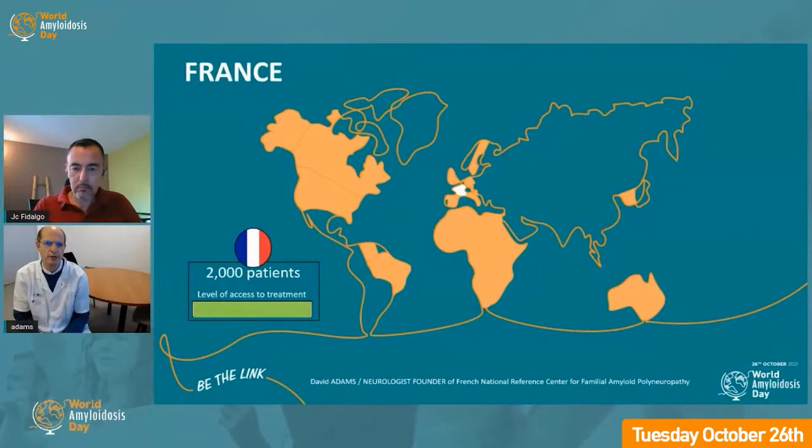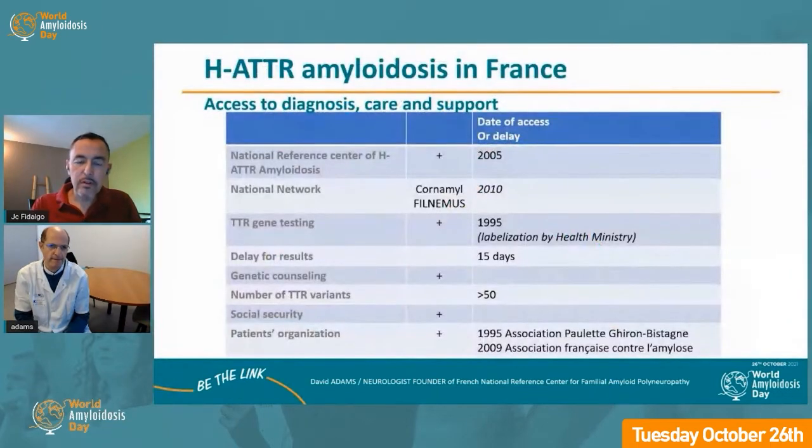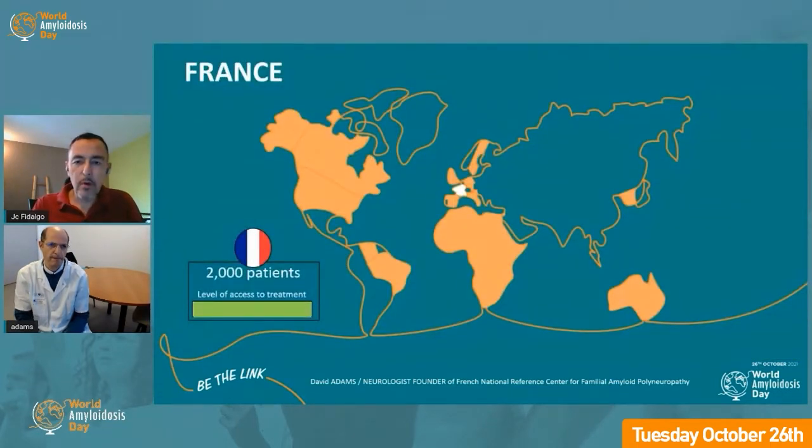Happy to share with you the situation of H-ATTR amyloidosis in France. I'm David Adams, a neurologist, founder of the French National Reference Center for Familial Amyloid Polyneuropathy. Hello, I'm Jean-Christophe Fidalgo. I am a member of the French Association Against Amyloidosis, and I am also founder and president of the Amyloidosis Alliance, the Voice of the Patient, which is a network of patient associations around the world.